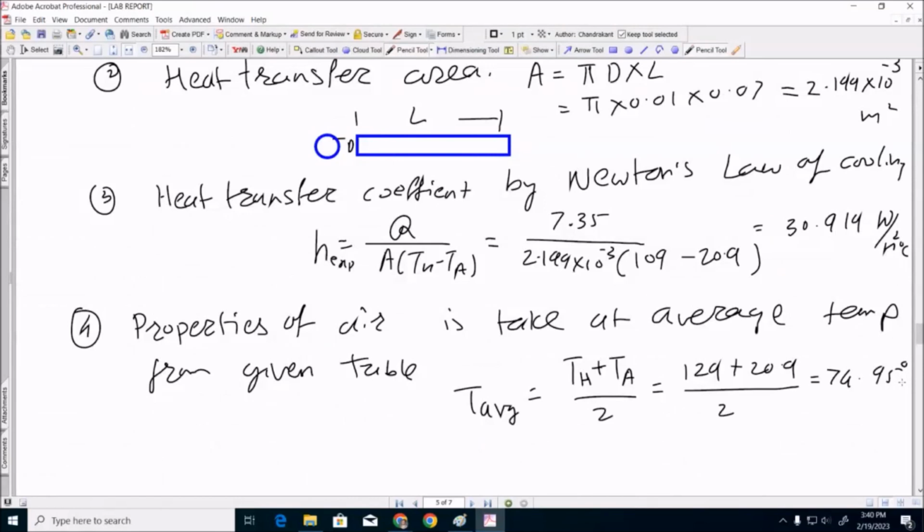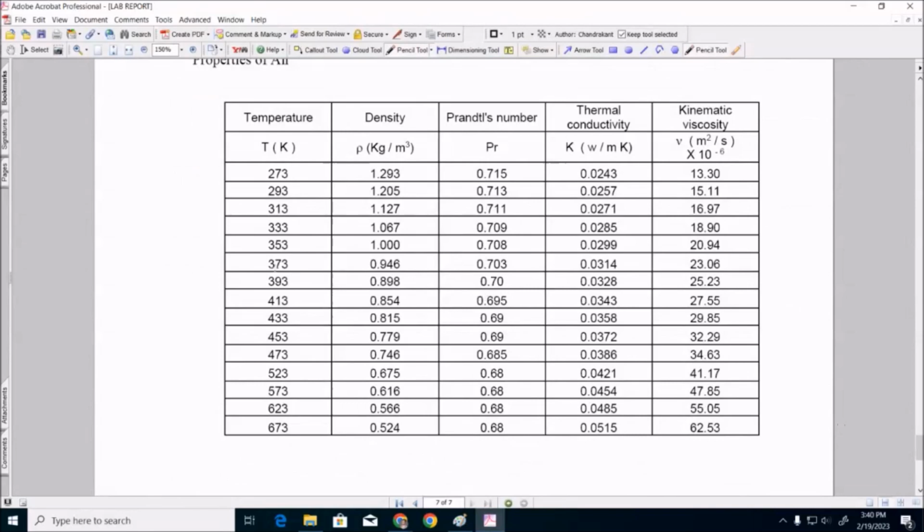74.95 degrees centigrade, and it will be plus 273, 347.95 Kelvin. Now I will go to the table, and 43. So here, in between these two, I will choose this. You can take the interpolation or directly, because 53 and 47 are very near to each other. So you can take this value as it is.